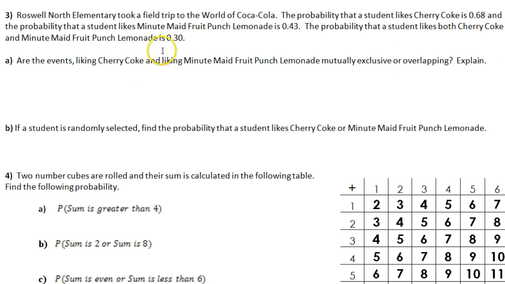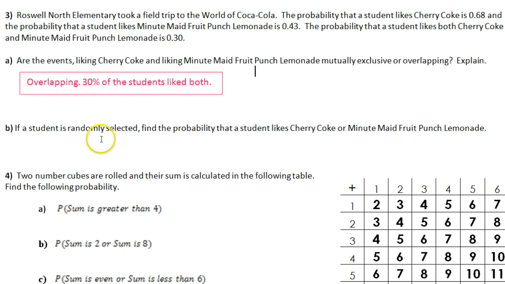Explain. Well, this kind of question doesn't require any calculations because it's just given to you in the problem. If they're overlapping, that means there would be a group who likes both, a group that satisfies both criteria. The probability that a student likes both Cherry Coke and Minute Maid Fruit Punch is 0.30. So 30% of the elementary school children liked both. Right there, that's your overlap. So there you go, overlapping, 30% of the students liked both.